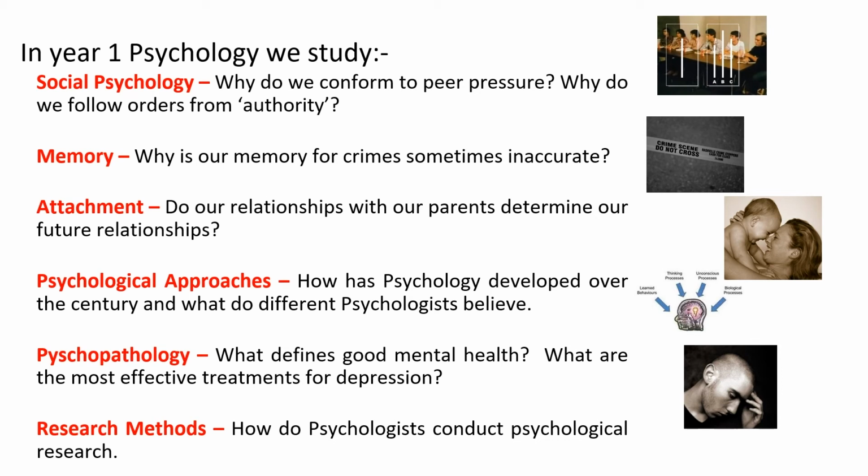And psychopathology, so what defines good mental health? So we look at things like depression, phobias, for example, and OCD. We look at the characteristics of those disorders and the different explanations, so biological explanations, for example, so that may be things that are inherited or down to neurochemical imbalances in the brain, and looking at environmental contributions to these disorders. And we therefore then look at the different effective treatments, for example, for depression or OCD.